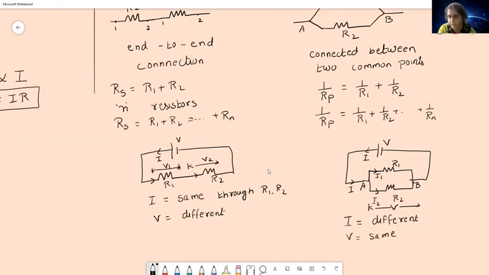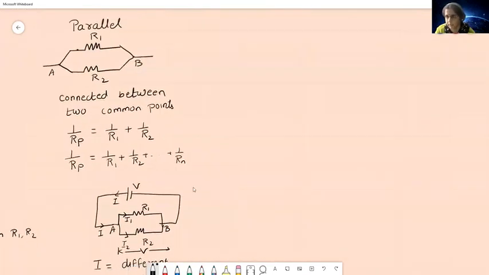So in series connection, the total resistance is given by addition of the resistors. But in parallel connection, you are going to reciprocate the resistors and add them. And in series connection, current is going to be the same, but voltage is going to be different. Whereas in parallel connection, current is going to be different, but voltage is going to be the same. Now we will look into two problems.